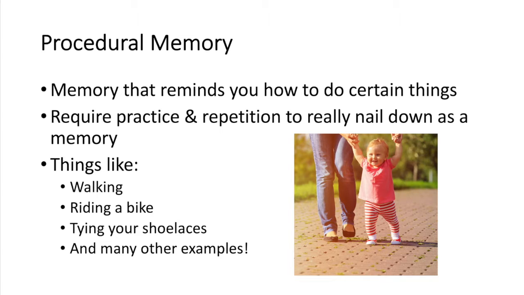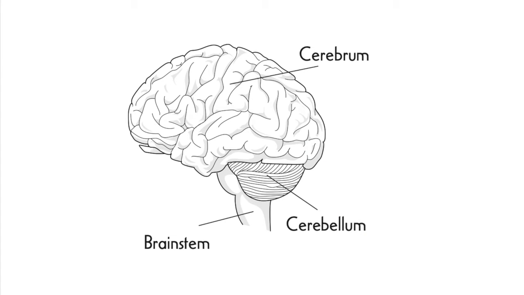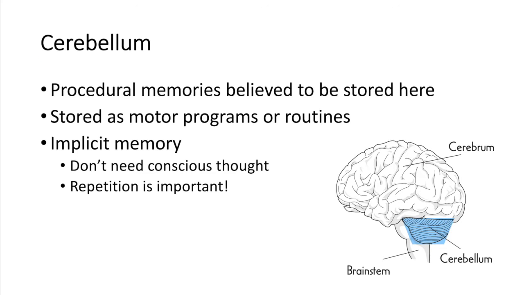Now, how is this memory stored in our brains? So here's a small little diagram of our brain, and I really want to point out the cerebellum here in blue. So the cerebellum is this nifty little area where these procedural memories are believed to be stored. And usually they're stored as motor programs or routines.